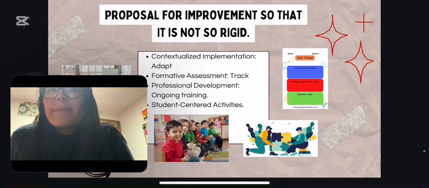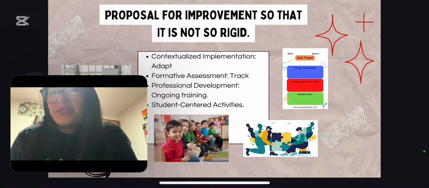Proposal for improvement so that it is not so rigid. Contextualized implementation and adaptation, formative assessment, professional development with ongoing training, and student-centered activities.